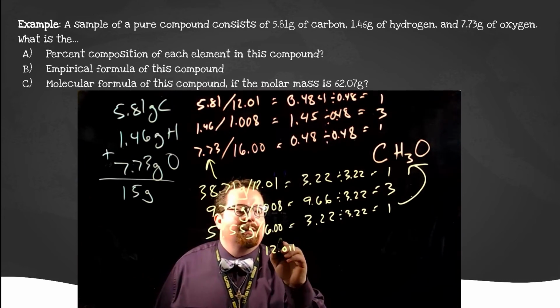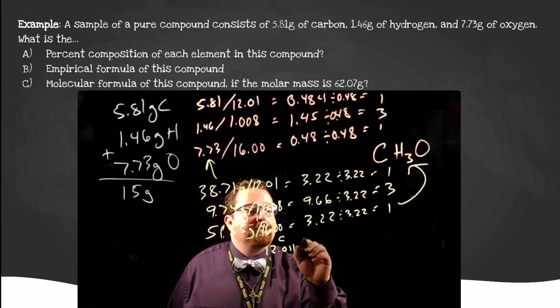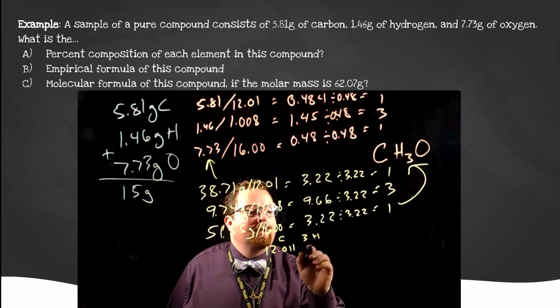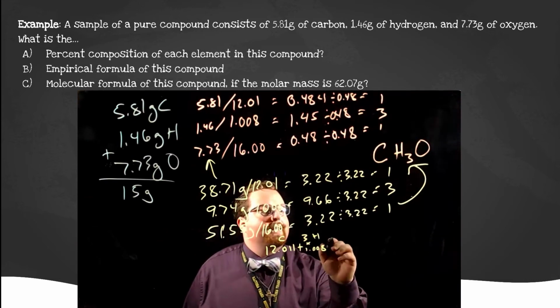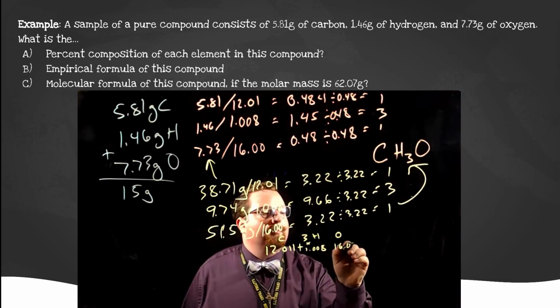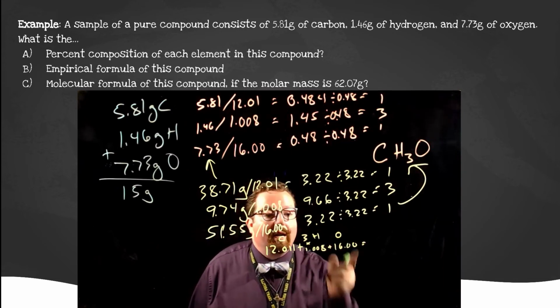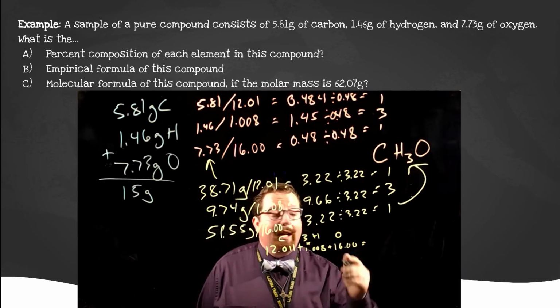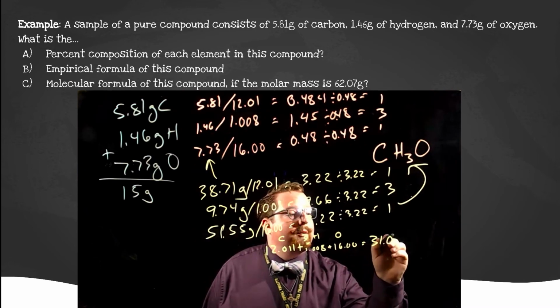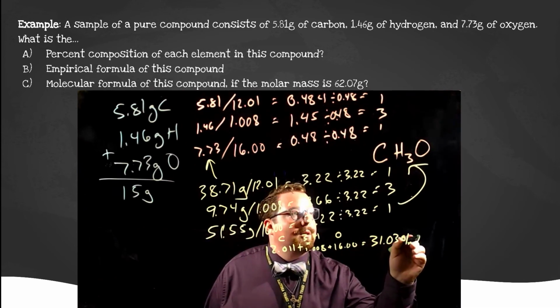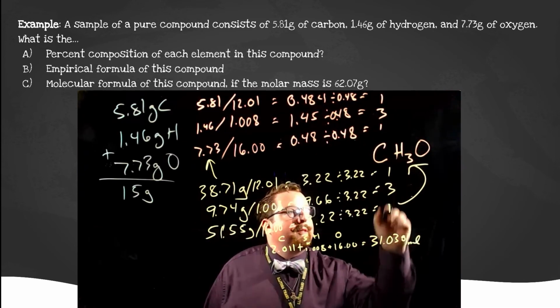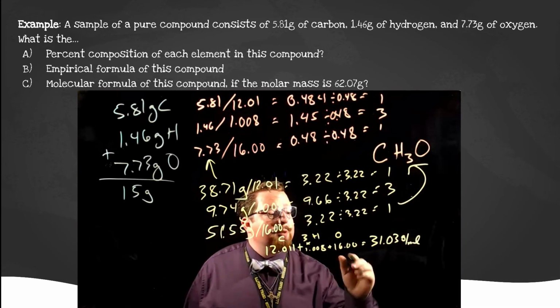So we've got 12.011 for carbon, 3 hydrogens, so 3 times 1.008, and 16 for oxygen. When we do that math and add it all up, we get a molar mass of 31.03 grams per mole for CH3O.